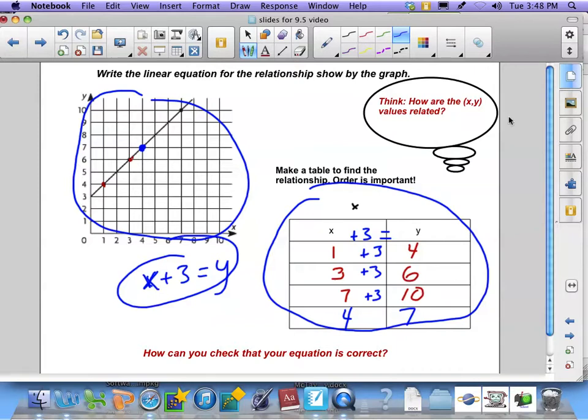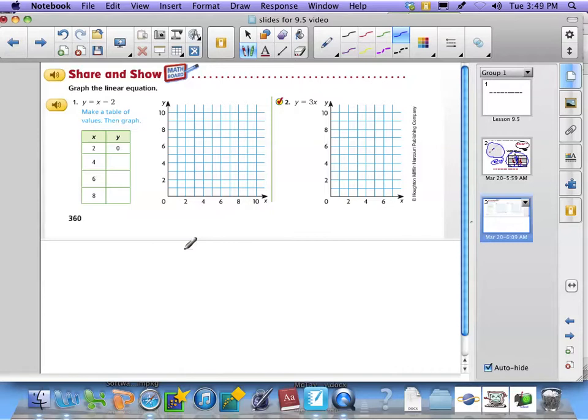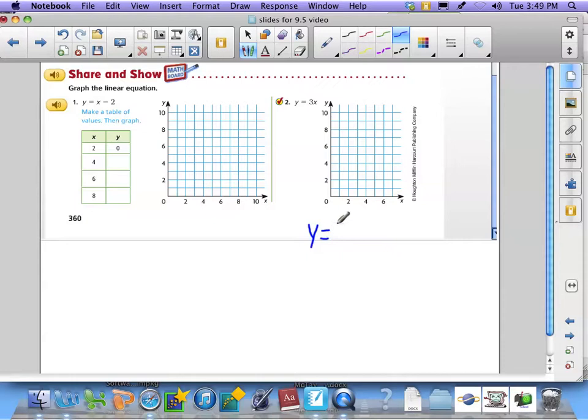Okay, let's look at one more example. In this one, let's look at number 2 here. y equals 3x is the equation, and you're asked to graph it. Now in this one, you don't have any values, you don't have any ordered pairs to graph. So we're going to make our own table. And remember, order is important: x, y. And now we can pick any value for x and substitute it in.